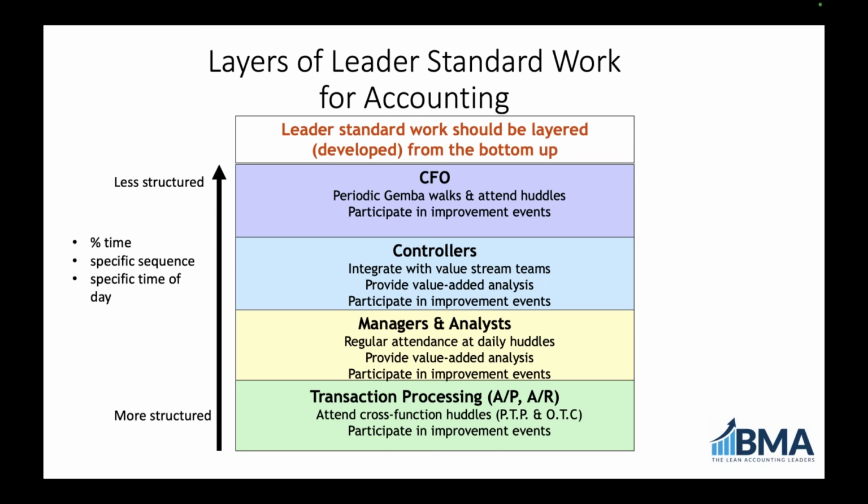Your accounting managers, analysts, and cost accountants need a routine to attend huddles, provide value-added analysis, and participate in improvement events. Your controller level needs to be part of value stream teams. Now, again, maybe your cost accountants can be that too. And then your CFO, the leader, does periodic Gemba walks, periodically attends huddles, and participates in improvement events. That's pretty much what accounting standard work looks like.